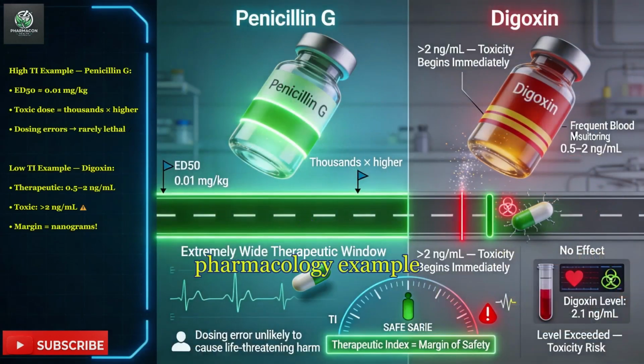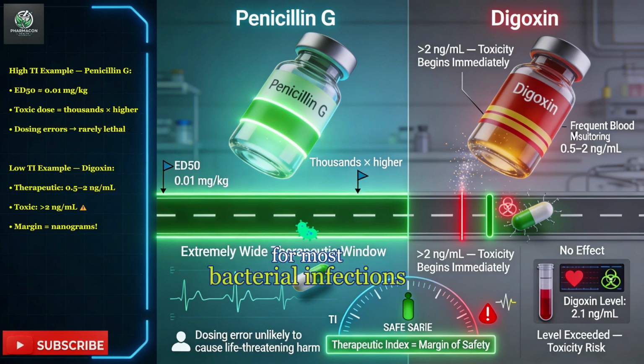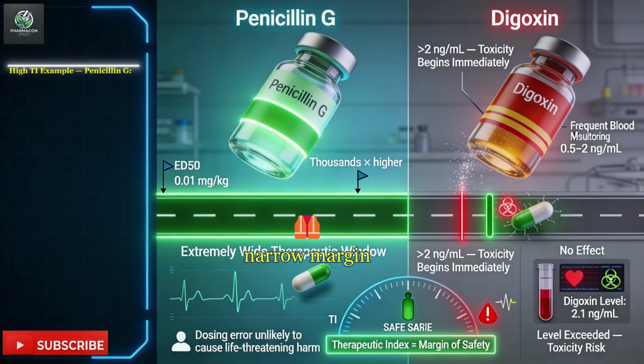Here is a concrete pharmacology example. Penicillin G has an ED50 of approximately 0.01 milligrams per kilogram for most bacterial infections, while its toxic dose in humans is many thousands of times higher, giving it a very high TI. A significant dosing error with penicillin is unlikely to cause life-threatening harm. Now contrast this with digoxin. The therapeutic blood level is just 0.5 to 1.0 nanograms per milliliter, and toxicity begins the moment levels exceed 1.0 nanograms per milliliter. That is an extraordinarily narrow margin of safety.